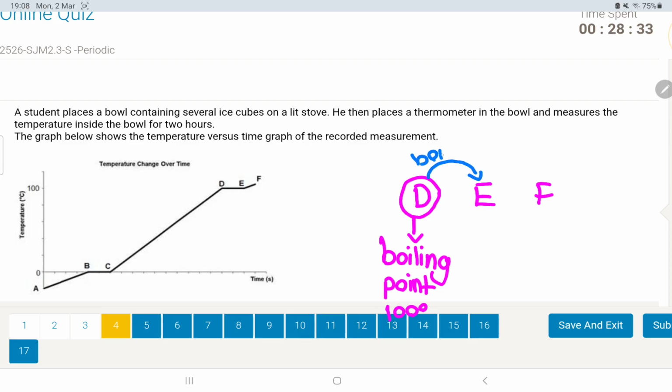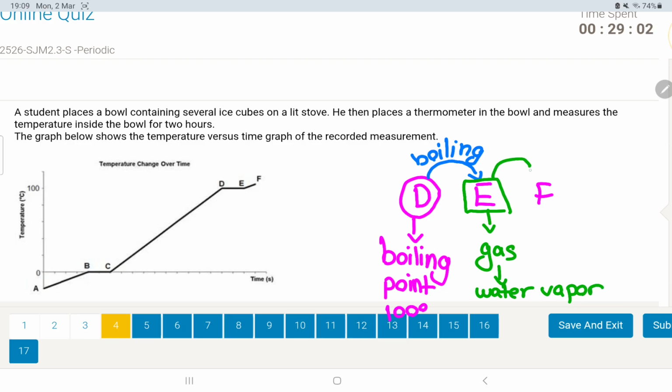What's the action? Boiling. So now here, E to F. So here it's boiling. Now at E, it stops boiling. So what do you expect E to be? E would be a gas. And what gas? Water vapor. So no matter whether it's 200 degrees, 300 degrees, after E, it's only water vapor.